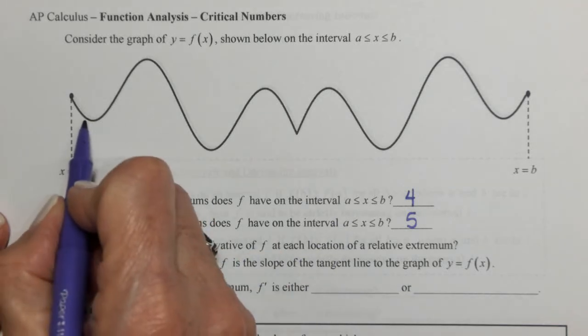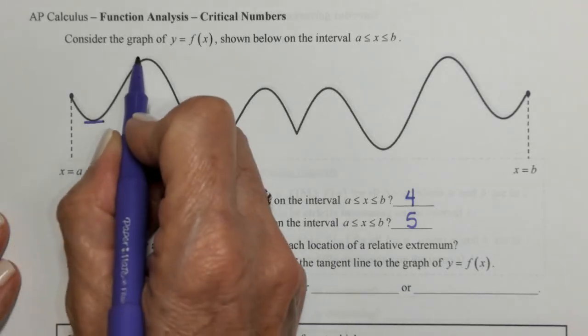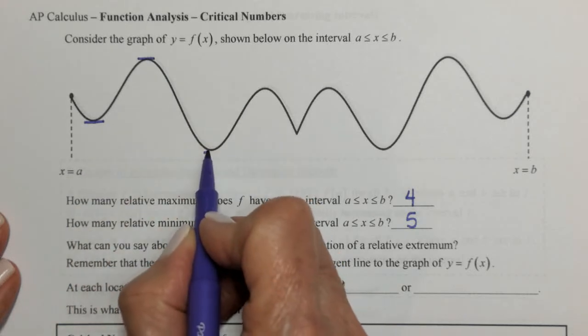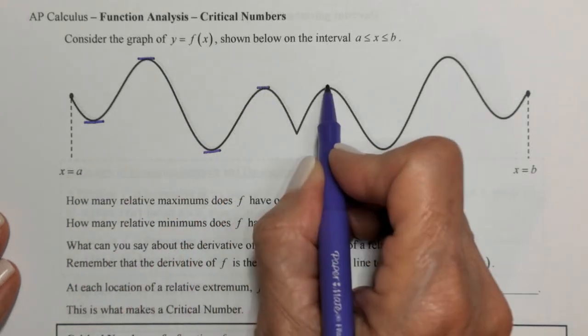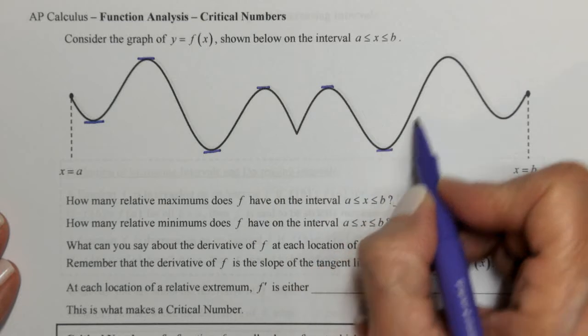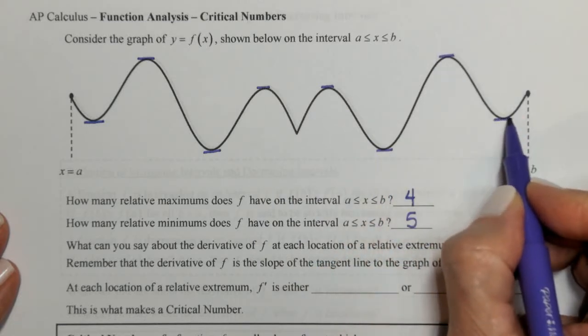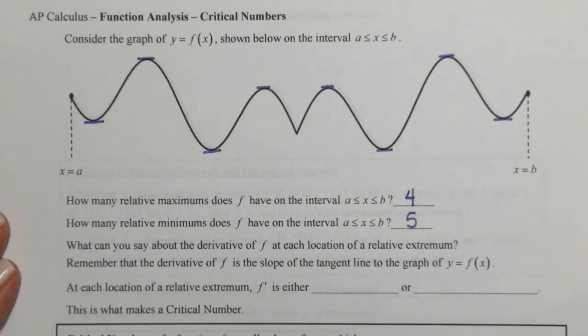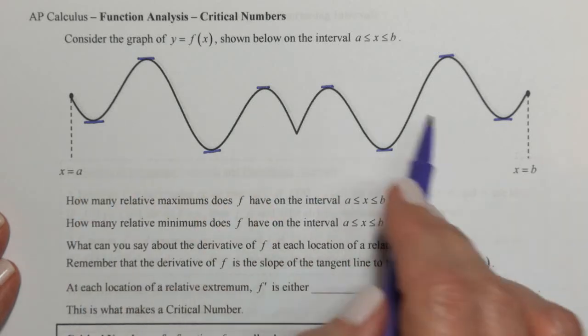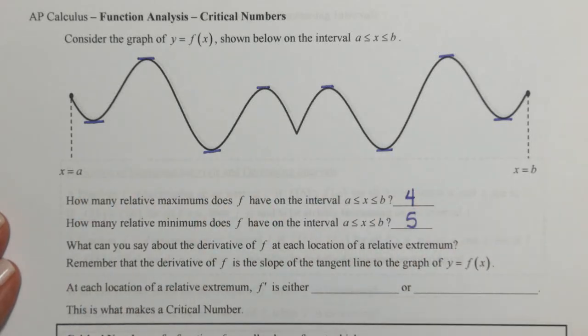Well, at each of these, the tangent lines are horizontal. Those tangent lines are always horizontal. That means that the slope of the tangent lines, the derivative, is 0 there. So at each of these, the derivative is 0.